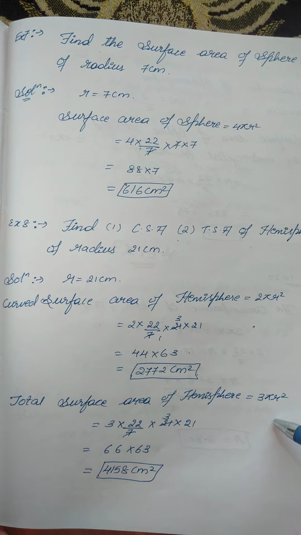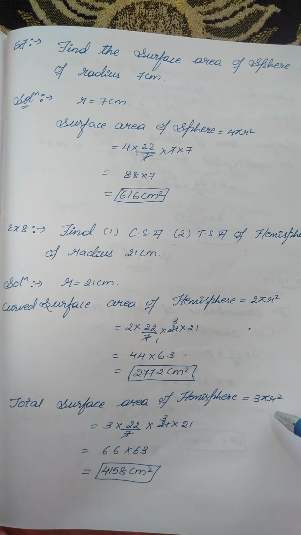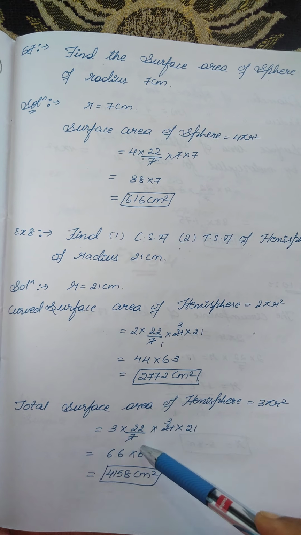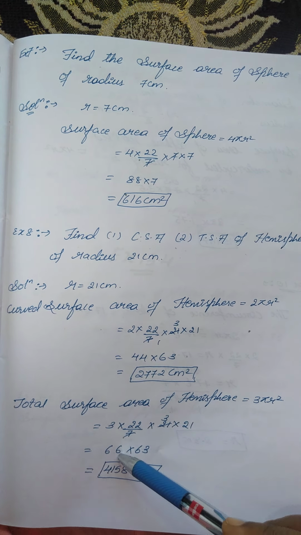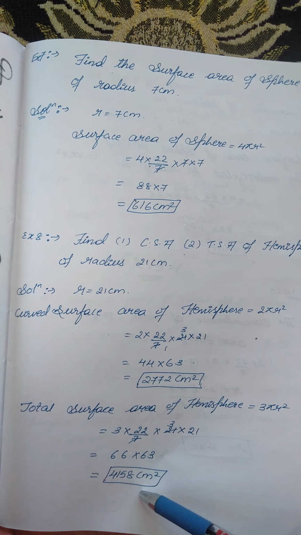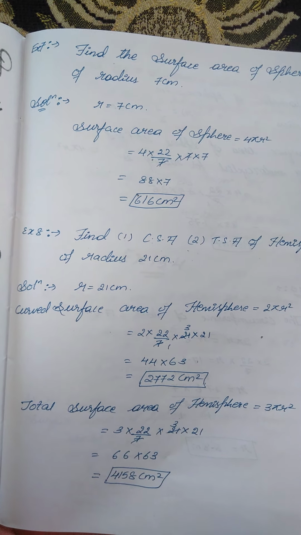Similarly, total surface area formula I know as 3 pi r square. 3 into 22 by 7 into 21 into 21. 7 ones are 7, 7 threes are 21. 66 into again 63 becomes 4158 centimeters square.